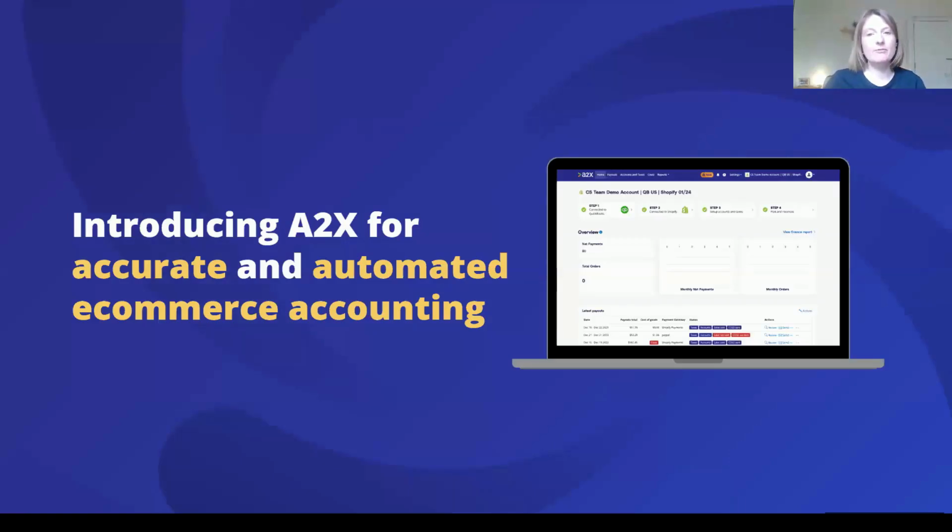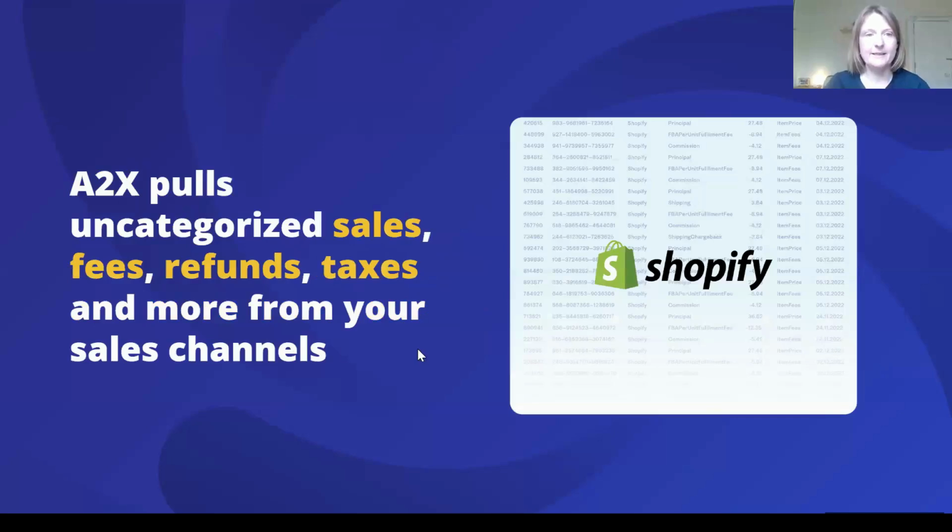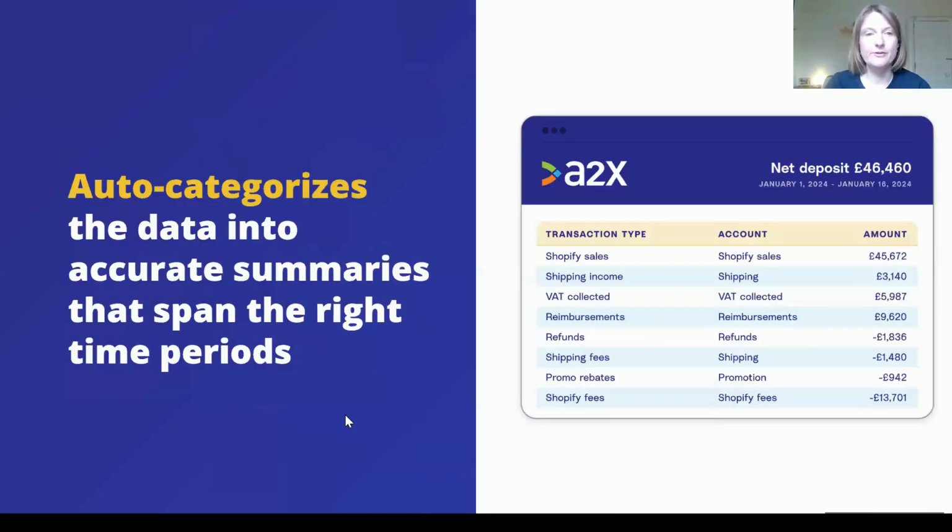Okay, so I'm going to give you a really quick run through of what A2X does on the sales side, just because this is the fastest way to do the sales side for Shopify. But obviously we'll talk about manual processing as well a little bit later on in the webinar. So what does A2X do? It basically pulls all of the uncategorized sales, fees, refunds, taxes from Shopify, and it consolidates it all into easy to match back to the bank account invoices in Xero, or journals in QuickBooks, or invoices again in Sage, depending on which system you use.